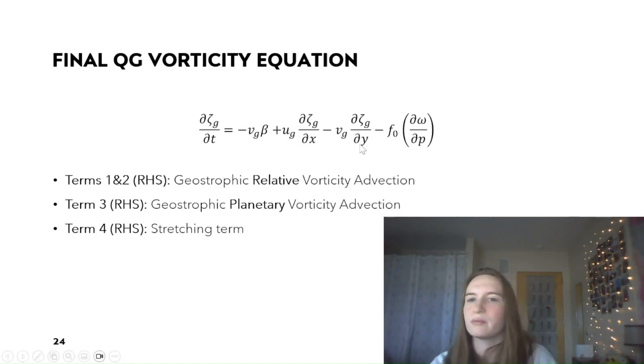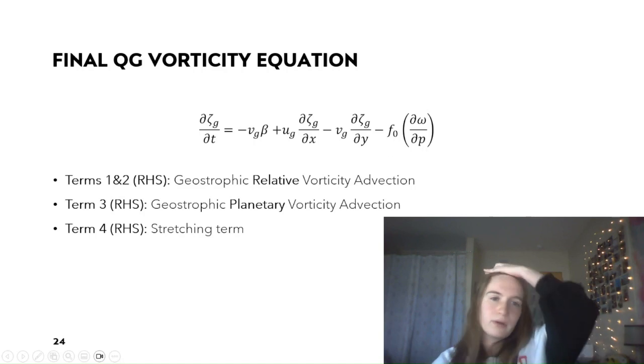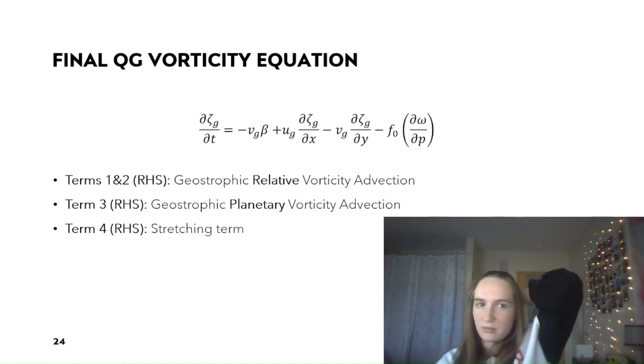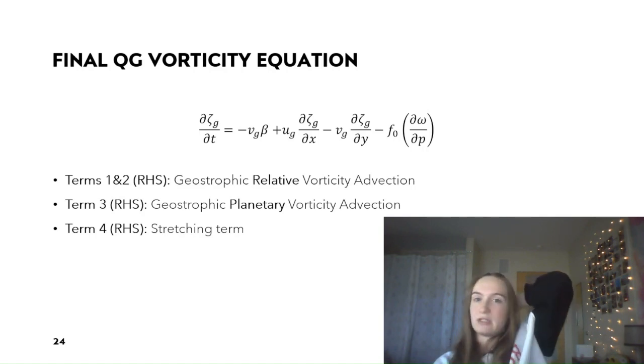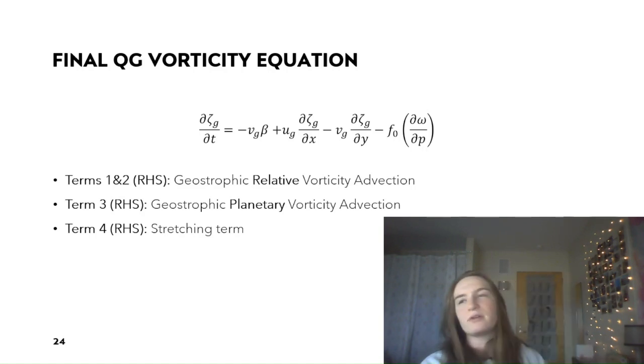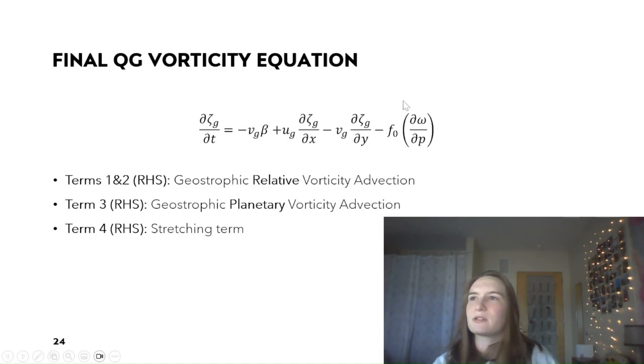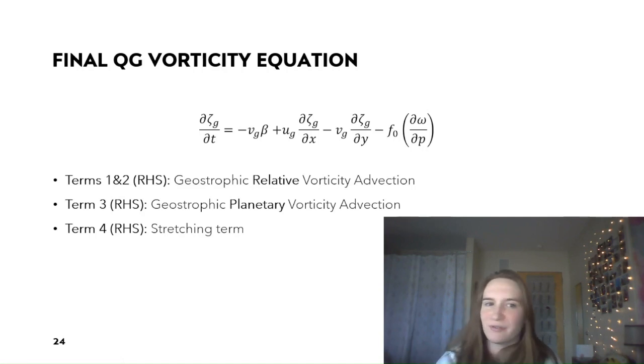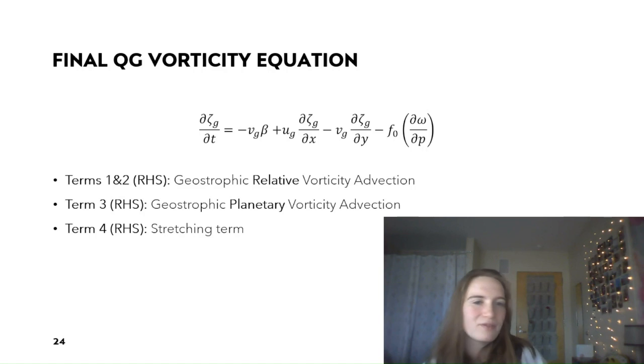And then we have our planetary vorticity advection term, and then our stretching term. So do you remember our stretching term from the vorticity tendency equation? The main one from last semester? It's still here. You'll notice that with our vertical motion, right? That's our stretching term. But all of our friction terms, our tilting terms, your favorite, our solenoidal terms, those have all been ignored or scaled out in QG.